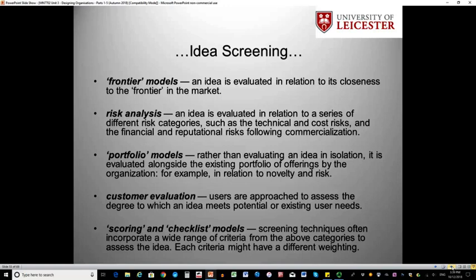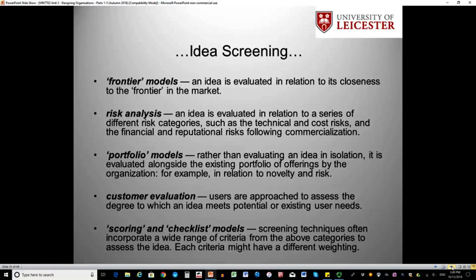So when we're screening our ideas, we might want to ensure that we don't just look at the idea in isolation, but we think of the idea as part of a broader portfolio of offerings of the organisation. And so we're measuring novelty and risk at the level of the portfolio, not just at the level of the idea. And you'll see that organisations will probably use a range of different idea screening techniques, and will use a variety of checklists and scoring models.